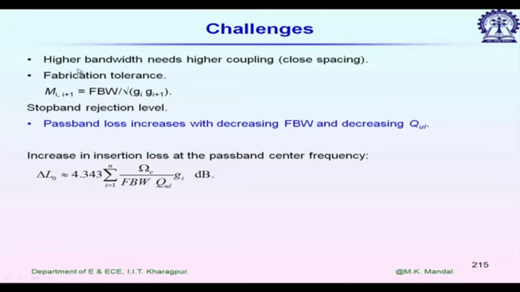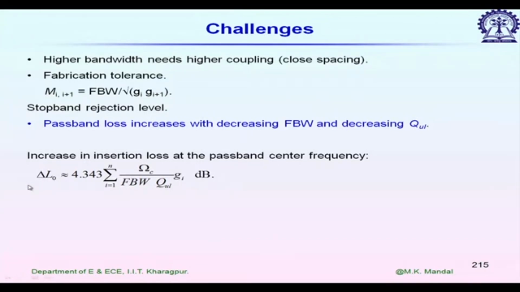So, the challenges: higher bandwidth needs higher coupling, close spacing. One way, instead of using side by side resonators, is to use broadside coupling to have a higher coupling value. And then fabrication tolerance, already we discussed, because if the gap changes due to fabrication tolerance, then the coupling coefficient changes, and if the coupling coefficient changes, then the bandwidth and everything changes. Similarly, stopband rejection level also depends on fabrication tolerance. And passband loss increases with decreasing fractional bandwidth and decreasing unloaded quality factor, QU. We have a closed form expression for that.